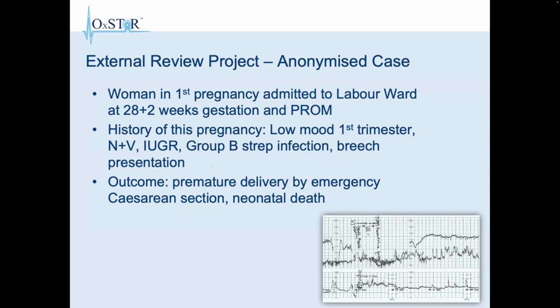Now, I'm going to move on to the comparison of contributory factors that we did.